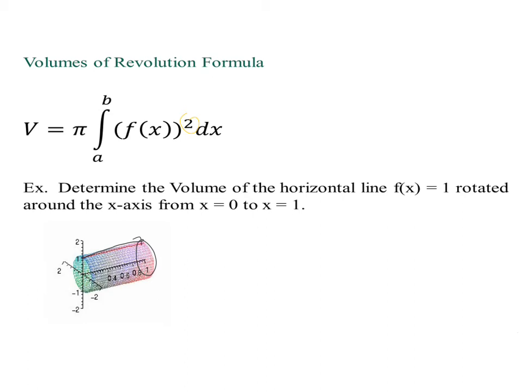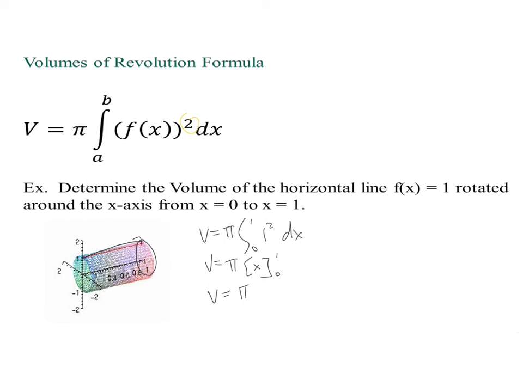So if we try this formula, we would have pi, and we're going to go from 0 to 1, and our equation is y equals 1, but we have to square it, which in this case doesn't matter. So we get pi times the integral of 1 dx from 0 to 1. We plug in 1, subtract the 0, and we would just get a volume of pi.